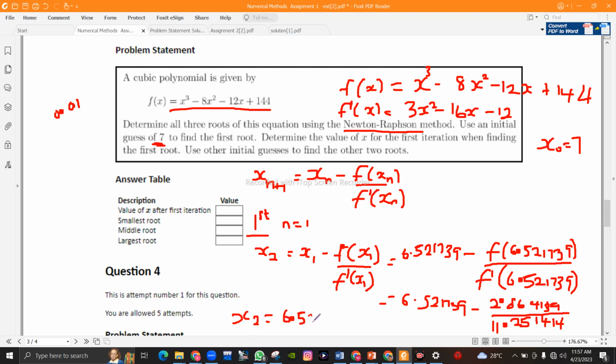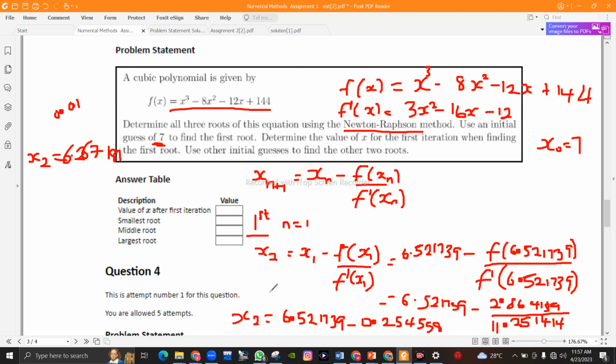So if we calculate this, your x2 now will be equal to 6.521739 minus 0.254558. So that means your x2, now we subtract that, will be equal to this minus this, it will be equal to 6.267181. So this is our new x2.